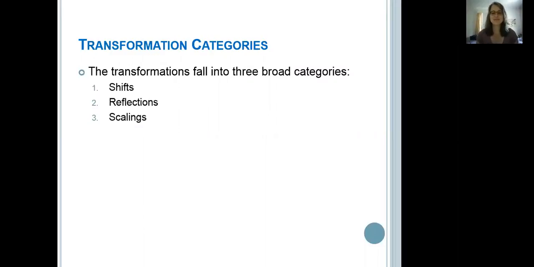that coordinate plane. Now, scalings are a little bit different. Scalings are stretches. They either stretch a graph out or they squeeze a graph in. And we'll take a look at some of each of these and talk about how it all comes together.